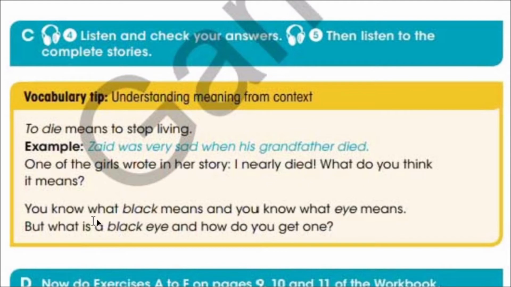You know what black means, and you know what eye means. But what is a black eye, and how do you get one? As we said in the story, a black eye comes when you bump into something with your eye. Very good. Now let's go to question D.